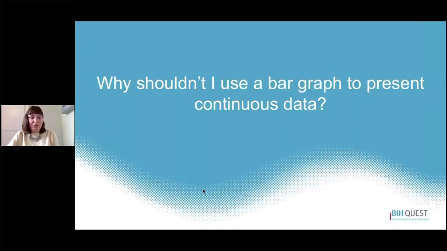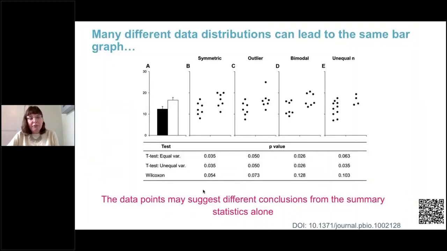So you might be wondering, if this practice is so common, is it really that big a deal? Why is it a problem, and why shouldn't I use a bar graph to present continuous data? Well, the reason is that many different data distributions can lead to the same bar or line graph, and the actual data points might suggest different conclusions from the summary statistics alone.